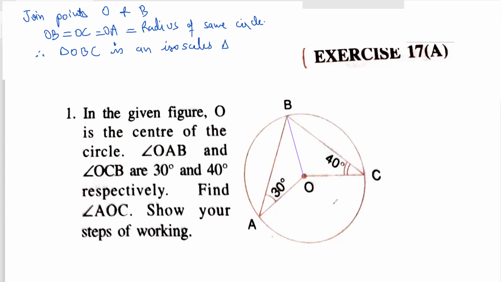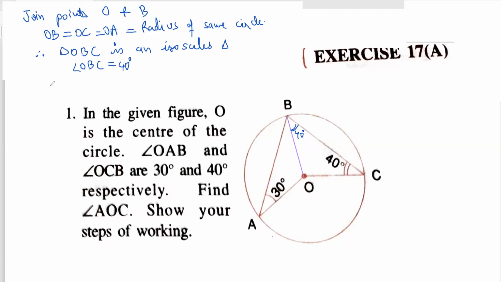And if it is an isosceles triangle, what will happen? Angle OBC will also be equal to 40 degrees. In an isosceles triangle, the angles opposite to equal sides are equal. You know that. See, this angle OBC is opposite to OC, and this angle OCB is opposite to OB. The angles which are opposite to equal sides are equal. So angle OBC is also 40 degrees.